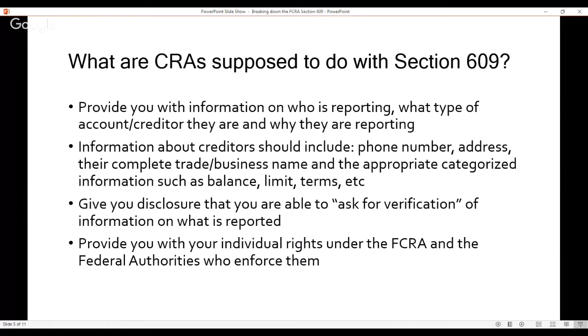Sometimes Credit Check Total doesn't have all the info, but when you get an original credit report from the credit reporting agencies, namely Experian, TransUnion, and Equifax, they contain all those details. Some of the information on creditors should include phone numbers, address, the name of the business or trade, and what kind of categories they have, the balance, limit, terms, etc. Some of this information, like balance and terms, can be misplaced, but identifying information should be there. So identifying information is essentially phone number, address, the business name.